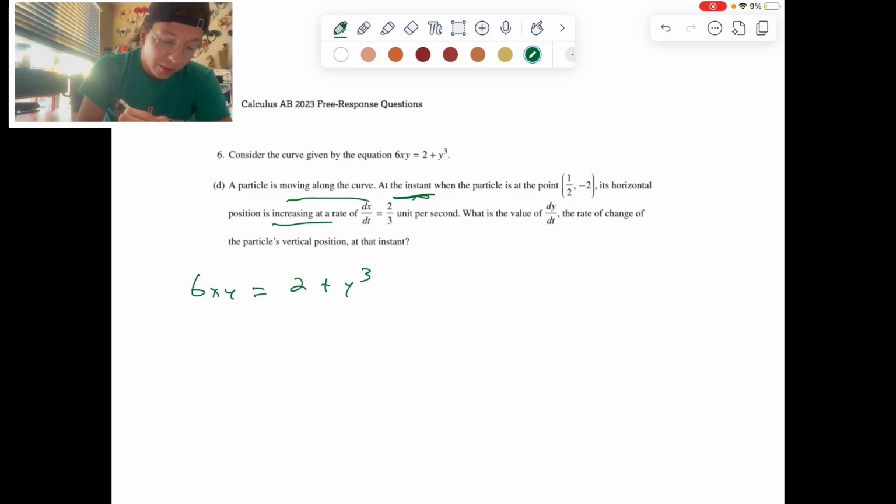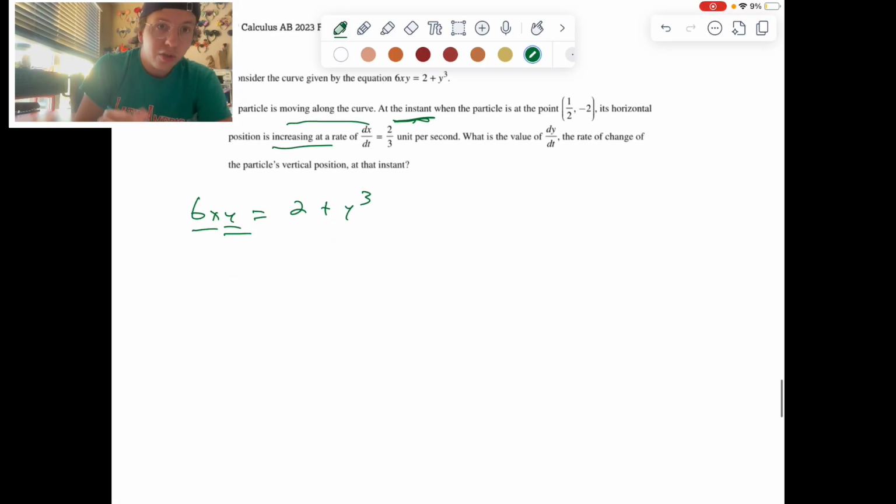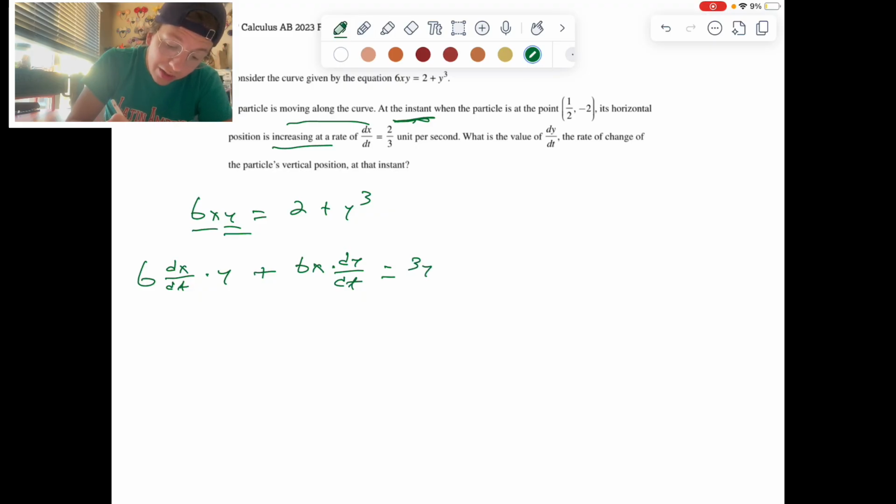So let's do the product rule again. So we have our first function's 6x, our second function's y. So the derivative of 6x, that would be 6. And I need to include dx over dt because I'm taking the derivative with respect to time. So that will be dx over dt times y plus 6x, our original function on the left, times dy over dt is equal to the derivative of 2, that is 0. Then the derivative of y to the third, that'll be 3y squared dy over dt.